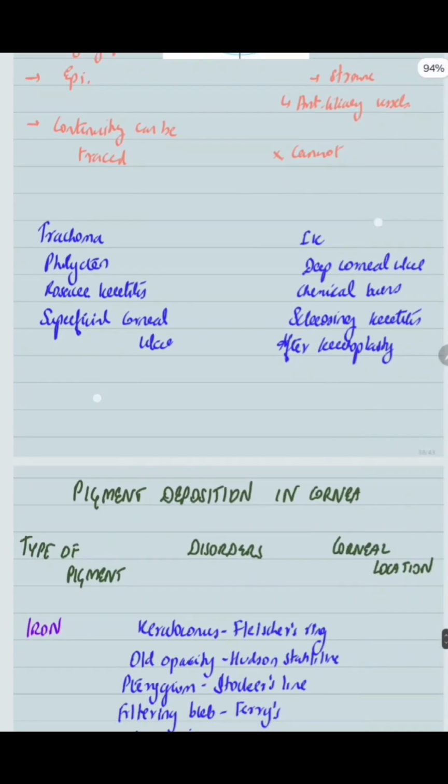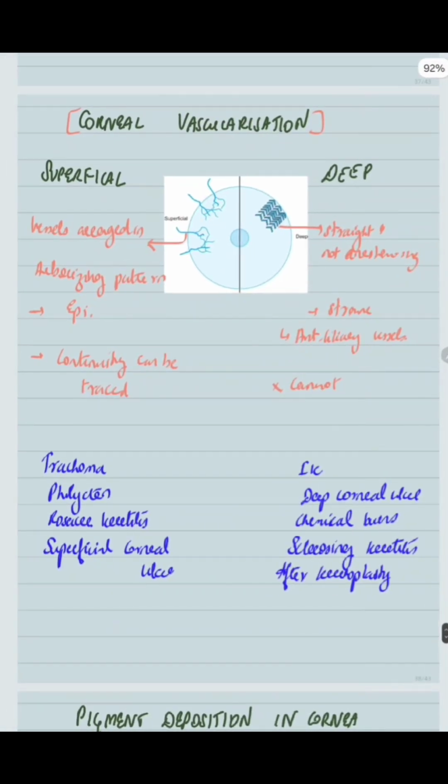Superficial corneal vascularization is usually seen in cases of trachoma, phlyctenulosis, rosacea, keratitis, and superficial corneal ulcer. Deep corneal vascularization is seen in cases of interstitial keratitis, deep corneal ulcer, chemical burns, sclerosing keratitis, and after keratoplasty.